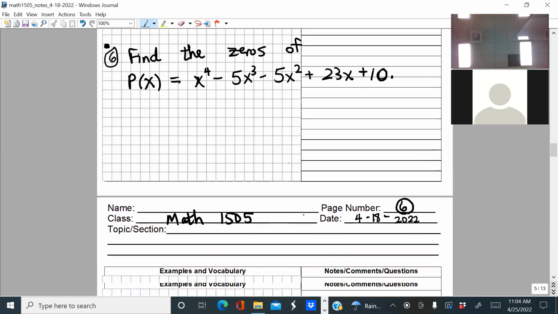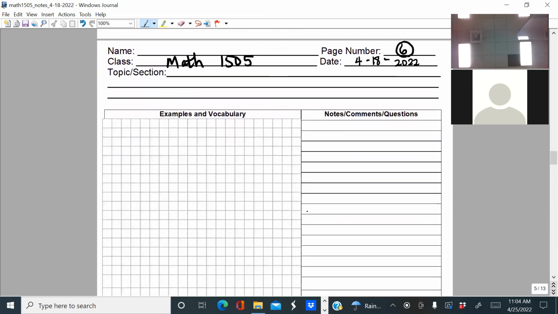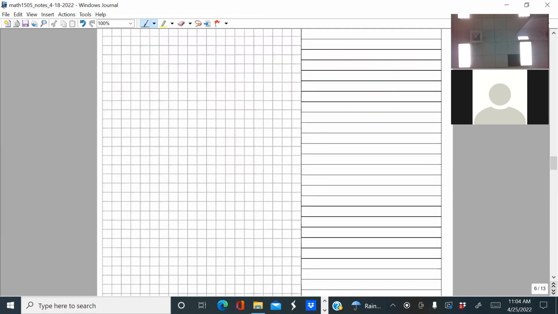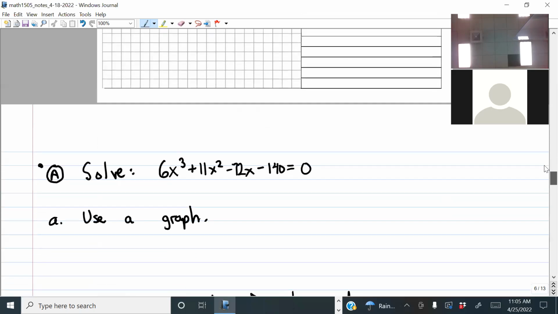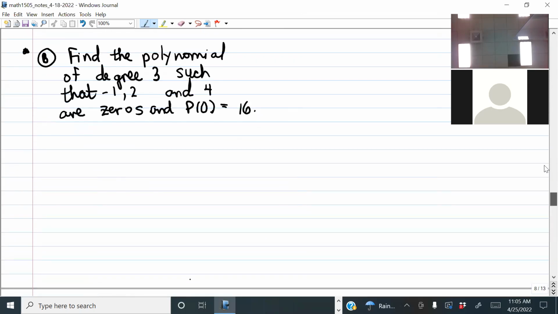As a practice problem here. Somewhere. Move things around here so I can get to that. Oh, there we go. All right.